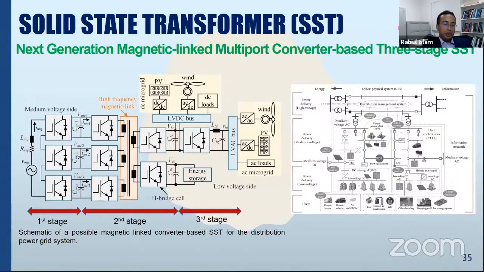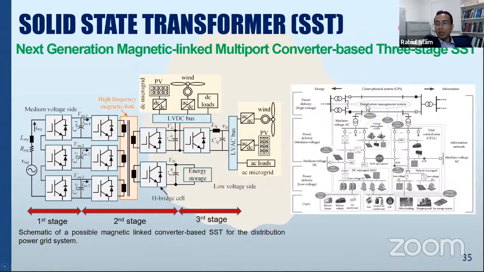So now come to the final point. As I mentioned in the beginning, in the future we will have different types of sources and different types of loads, and we will have DC grid, AC grid, medium voltage grid, low voltage grid, right? And also we will have electronic load, AC load, DC load, energy storage, those sorts of things in the future. You can again have a look at the right side figure that I mentioned, that is the network we are expecting in the future.